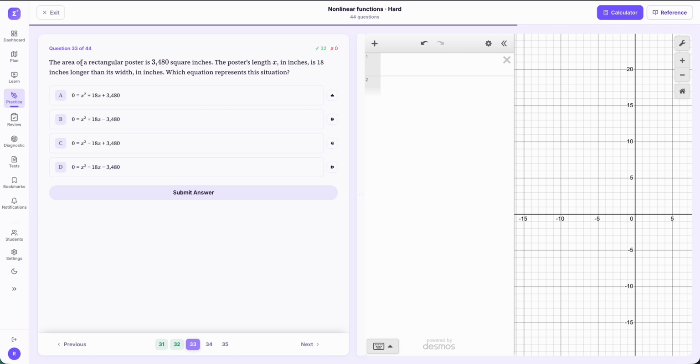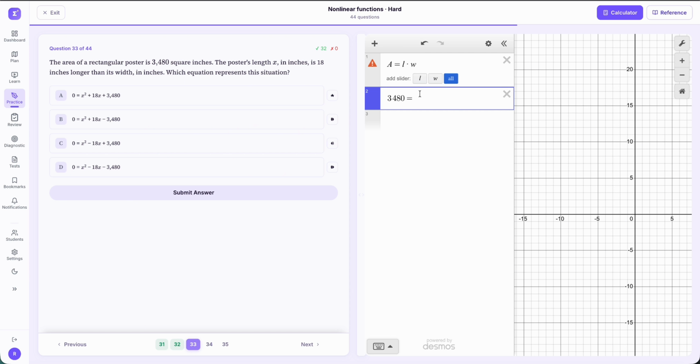All right, next one. The area of a rectangular poster is 3,480 square inches. The poster's length, x in inches, is 18 inches longer than its width in inches. Which equation represents the situation? You'll see this question more in geometry. They basically want us to fill in an area equation for a rectangle, which is just length times width. Area, they tell us, is 3,480.